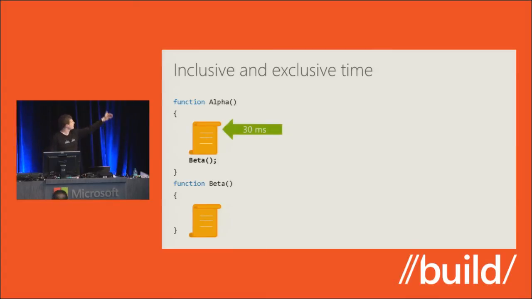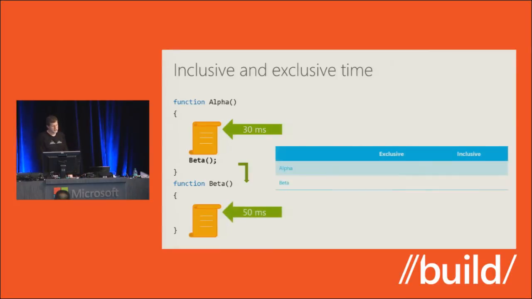This little script block is its own source code. And then alpha is going to call beta. Beta is going to execute for 50 milliseconds. So does anybody know what the exclusive time of alpha and beta is going to be? Exclusive time of beta is going to be 50 milliseconds, because that's how much time it's been executing its script code without any function calls. And the inclusive time of beta is also going to be 50 milliseconds because it didn't call anything.